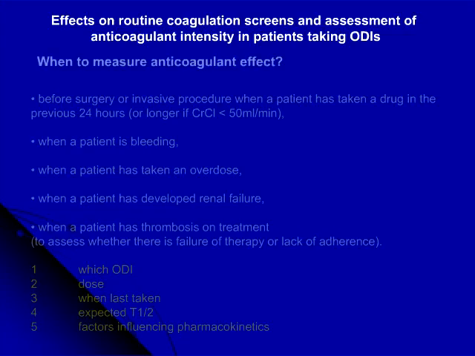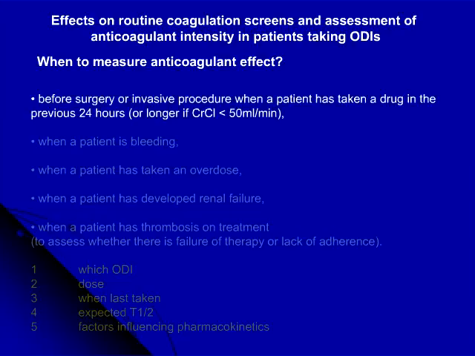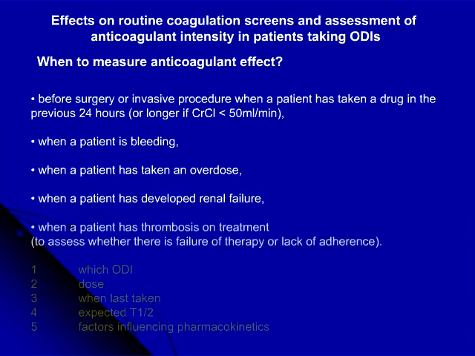So the question is, when to measure an anticoagulant effect? Well, these are some examples, and these examples are included in the SSC recommendation, which I'll refer to again later on. So certainly before surgery or an invasive procedure when a patient has taken the drug in the previous 24 hours, or longer if there's impaired renal function and the drug may have accumulated. Obviously, when a patient is bleeding, if a patient's taken an overdose, when a patient develops renal failure whilst on one of these drugs. And it's been suggested it might be useful to measure the effect of the drug when a patient has suffered thromboembolic events whilst on treatment.